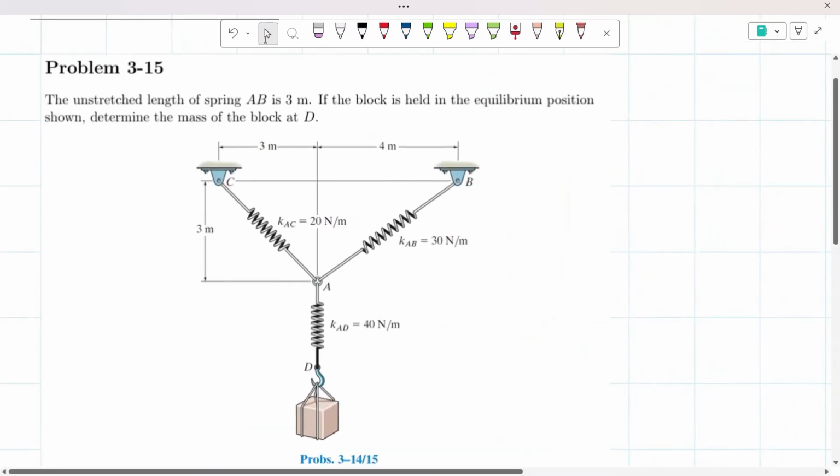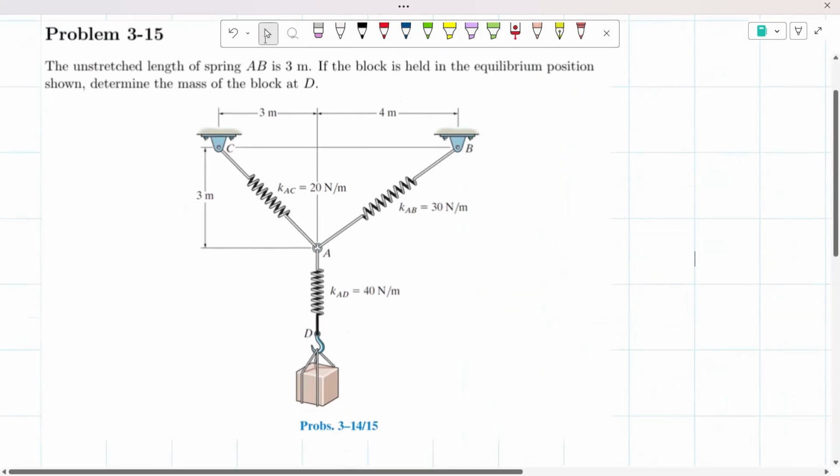Hello everyone, today we're going to be working on problem 3-15, and this problem is saying that the unstretched length of spring AB is 3 meters long. If the block is held in the equilibrium position shown, determine the mass of the block at D.